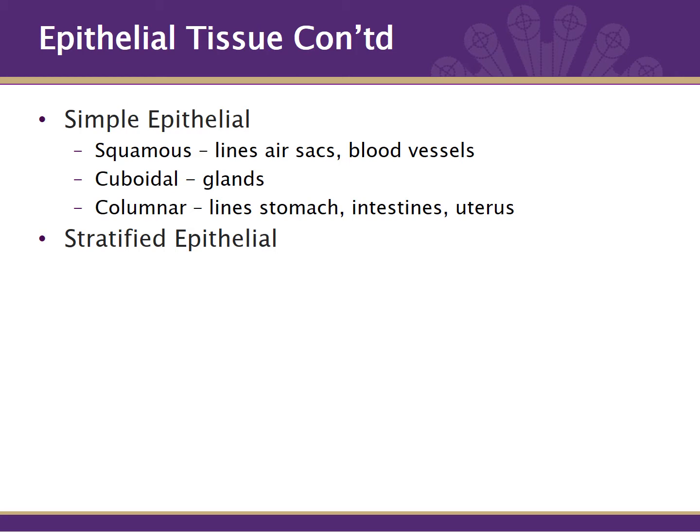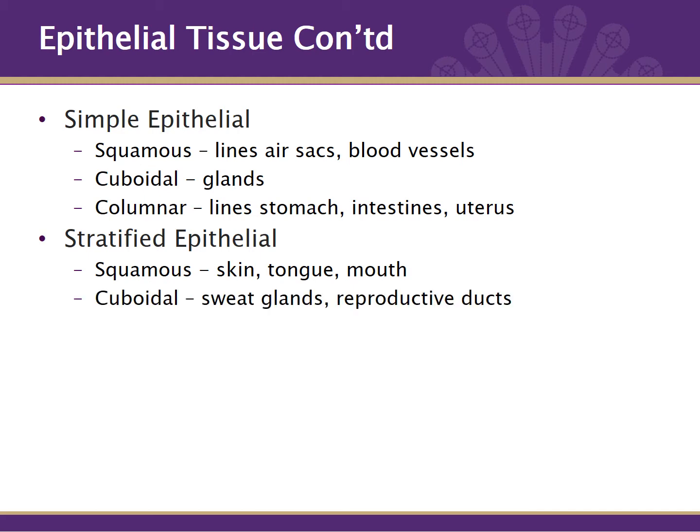Stratified epithelial have 2 or more layers of cells. It also has the cell shapes of squamous, cuboidal, and columnar. Stratified squamous is found in the skin, tongue, anal canal, vagina, and oral mucosa. Stratified cuboidal is found in the sweat glands and sperm and egg producing ducts. Stratified columnar are very rare and usually found where epithelial types meet, like pharynx, larynx, anal canal, and male urethra.